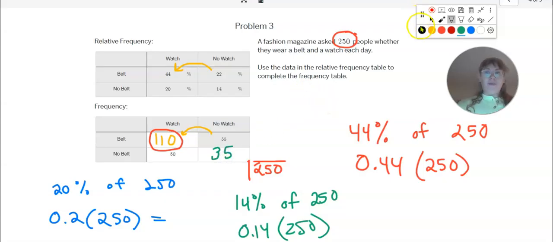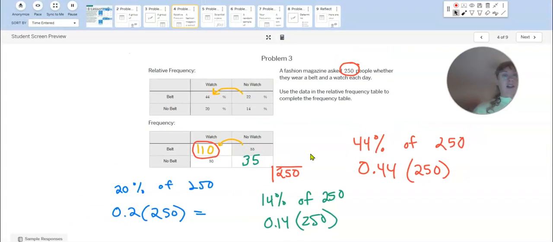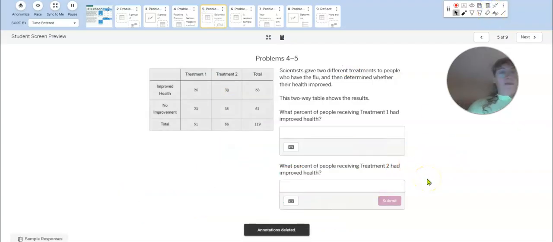Beautiful. So that's our frequency table all filled in. Make sure that when we have a percent, if we're finding a percent of a number, we want to make that percent into our decimal form. That's an important part of this lesson here. And then multiply it by the whole. Push ahead to the next slide when you're all set.